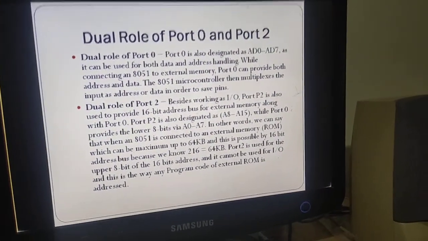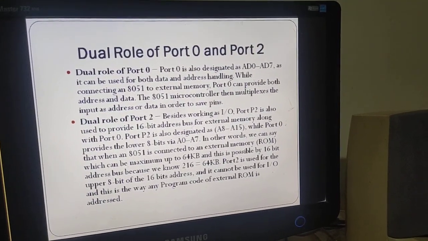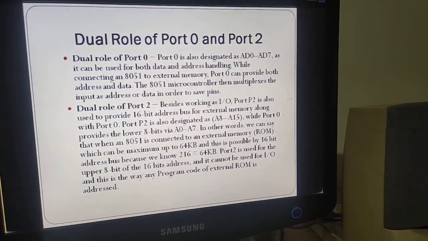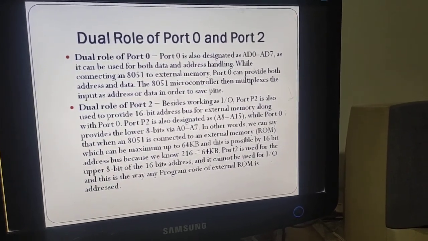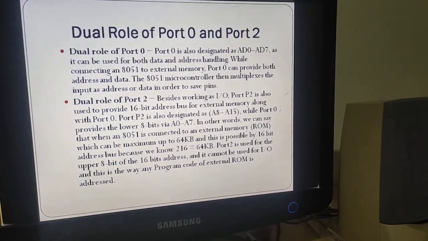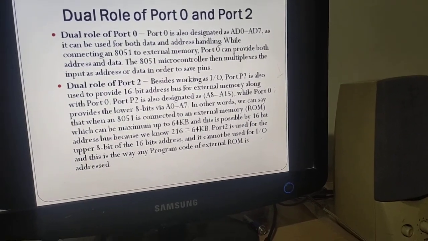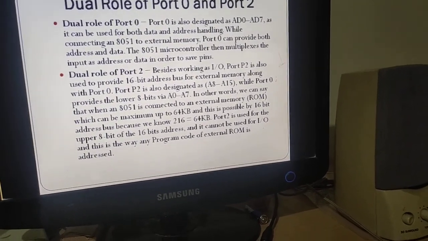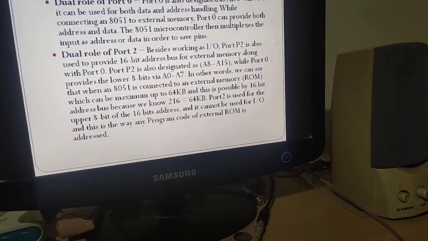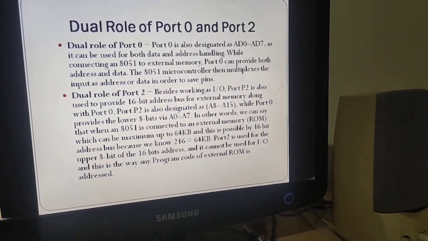Moving on. I told you about the dual roles of the ports. When you talk about the dual role of port 0, it is designated as AD0 to AD7. It can be used for both data and address handling. While connecting 8051 to external memory, the port can provide both address and data. The role of the 8051 is to multiplex the input as address or data in order to save pins. Like that, there is a dual role for port 2 also.